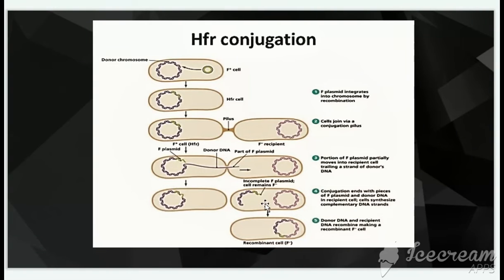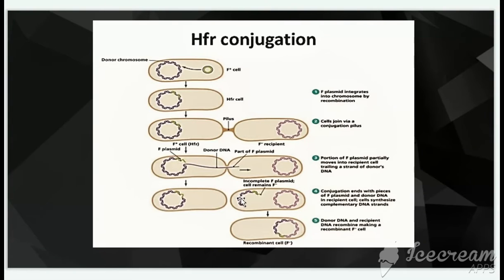Here there are two possibilities. Very first possibility is that this incomplete plasmid will degrade itself, and then there is no use of it. In that case also F minus remains F minus, right? Because there is no transfer of DNA, because the transfer of DNA which happened is degraded.